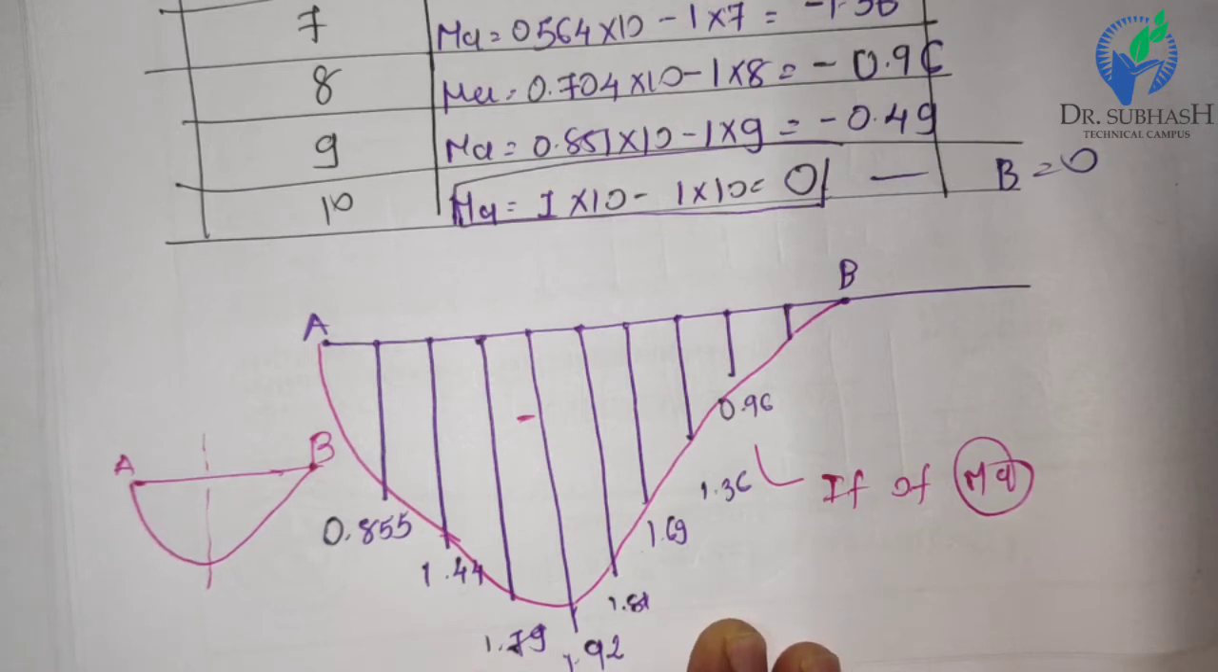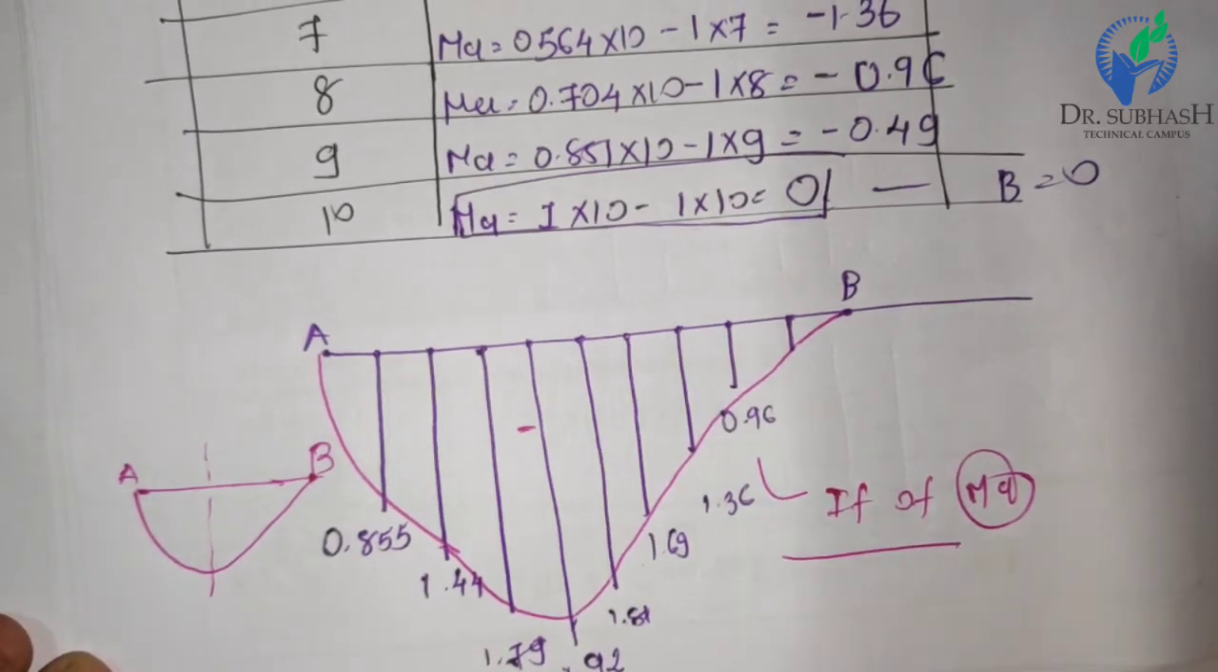So here this example is over. In this example we have calculated the ordinates of VA and drawn the influence line diagram of VA. Sorry, first we found VB and drew the influence line for VB. Next we found the ordinates of VA and the influence line for VA, and then next we found the ordinates of MA and the influence line of MA.